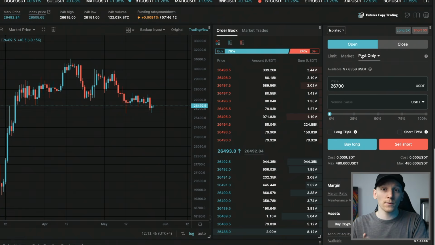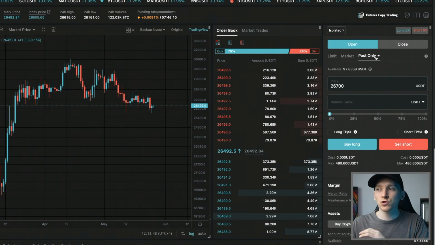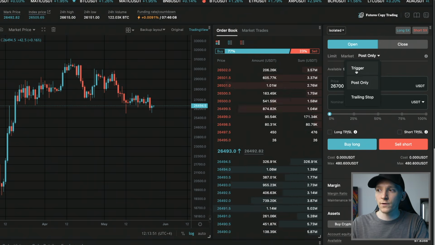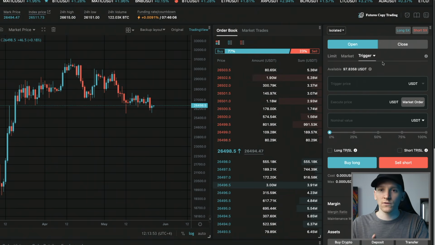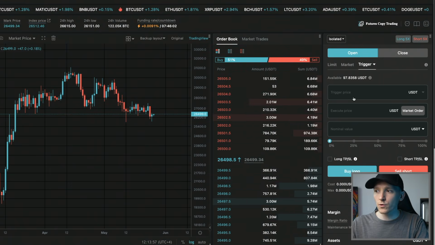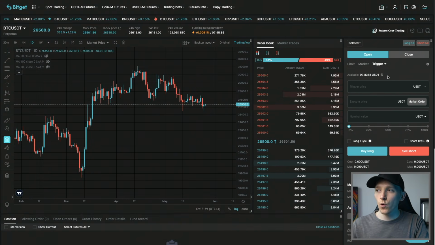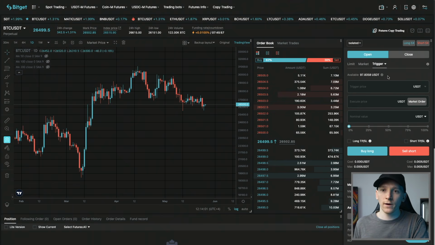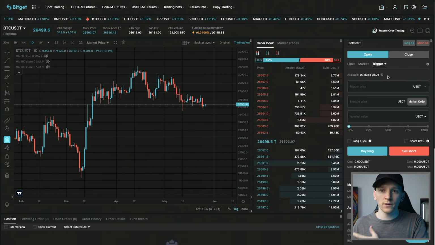Bitget also allows us to use stop orders, so we can use these as a stop loss if we want. These are known as trigger orders on Bitget. So if you click trigger here, you might know it as a stop order. And as you can see, we can put these in. So what is a stop order? A stop order is an order that triggers at a certain price, and you can use this as a stop loss rather than a limit order.